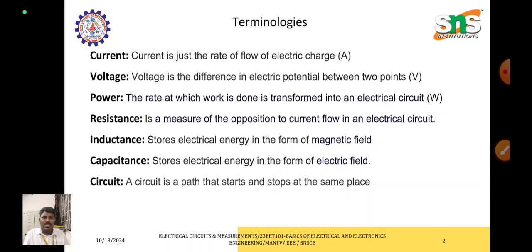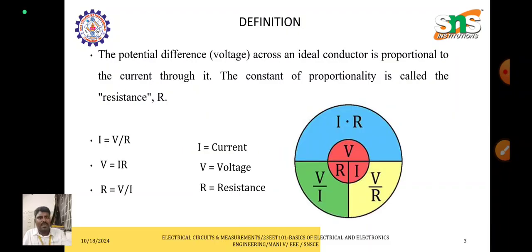And a circuit is a path that starts and stops at the same place. That is, a circuit means a network that contains at least one closed path. Okay. So what is the definition of Ohm's law? The potential difference is called voltage, pressure, potential, etc. The voltage across a conductor is proportional to the current flowing through it.